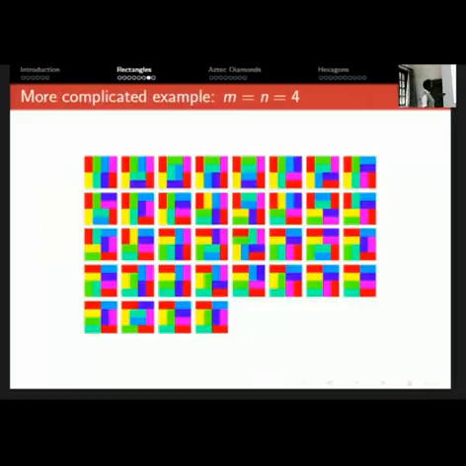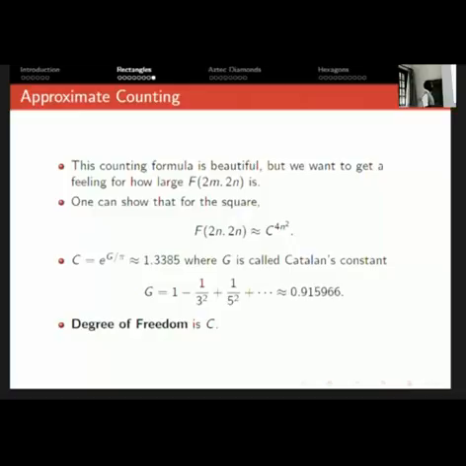So here also, for m equals n equals 4, you can check that one can get from any tiling to any other. I won't do that. As I stressed before, this formula f of 2m to n is a very elegant and very beautiful formula, but it doesn't tell us how many there are. It doesn't give us any intuition for how many there are.